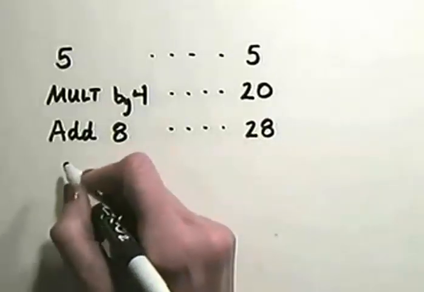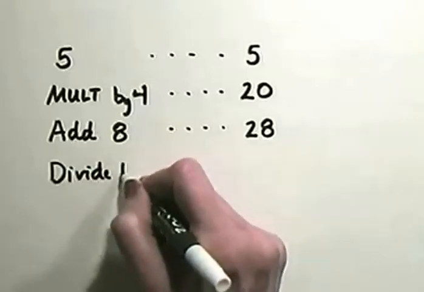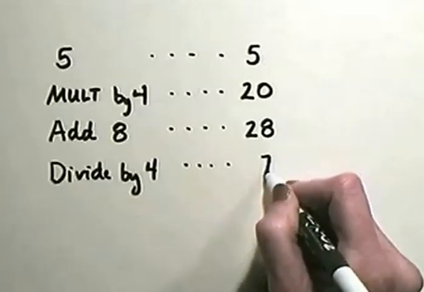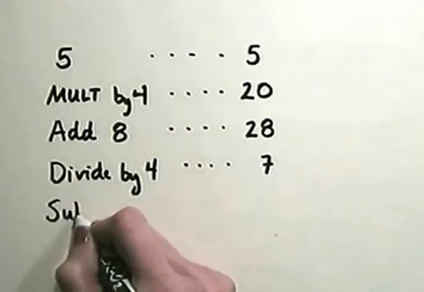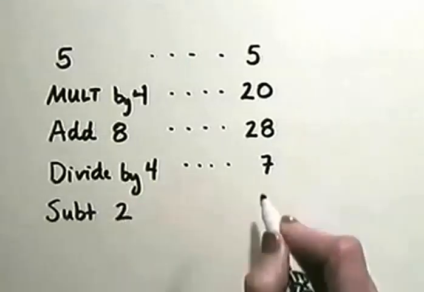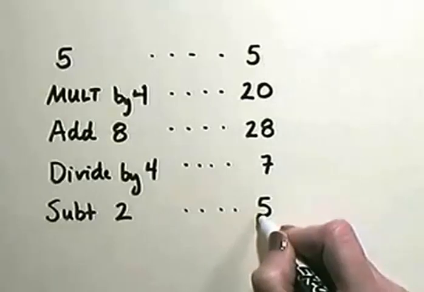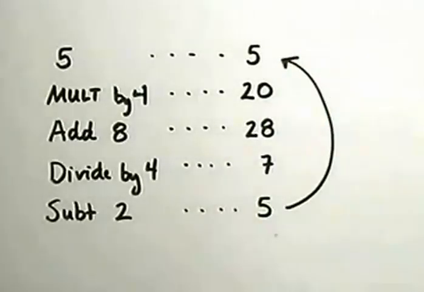Then we were asked to divide that sum by 4. If I take 28 and divide by 4, I come up with 7. And last, we were asked to subtract the value of 2 from that answer. And if I subtract 2 from 7, I come up with 5. So if I look at my result and compare it to my original, it appears that what happens is that we end up with the same result.